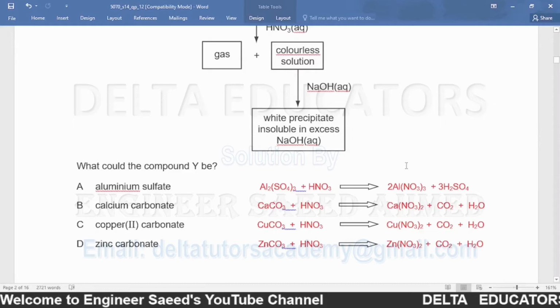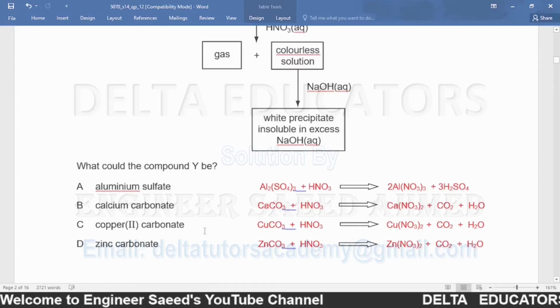Option B. Calcium carbonate. When we react calcium carbonate with nitric acid, we will get calcium nitrate, carbon dioxide and water. Now here calcium nitrate is a colorless solution and carbon dioxide is a gas. And it is given that we have a colorless solution and a gas. So this option B is our possible option.